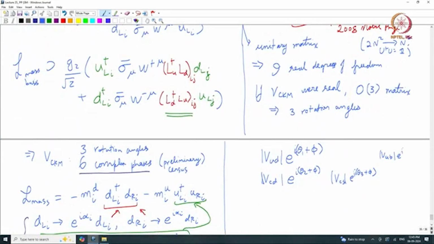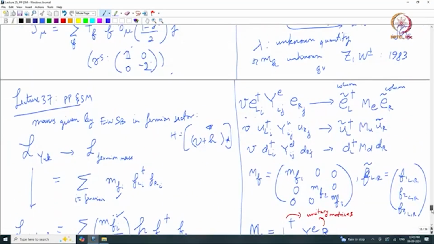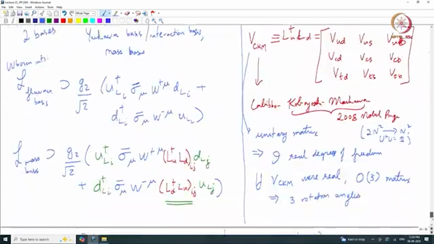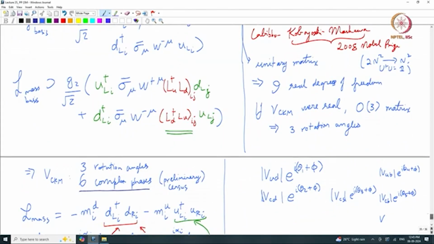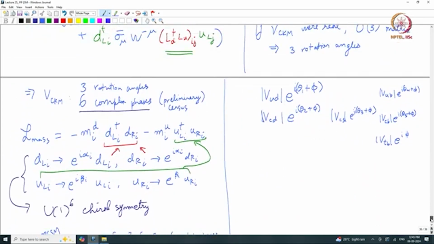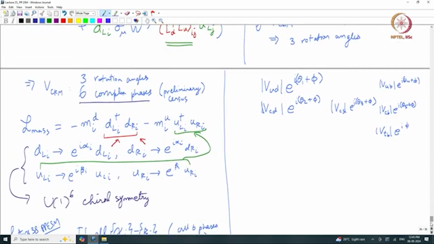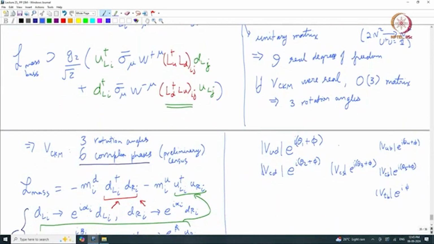VUB is e power i(theta 4 plus phi), and let me pick VCB. So, VCB is e power i(theta 5 plus phi), okay. And for the last phase I am just going to use VTB, I am just going to put e power i phi, okay. I am doing this for a certain reason, alright. Then of course the other elements do not have a phase, so I will just write that down.